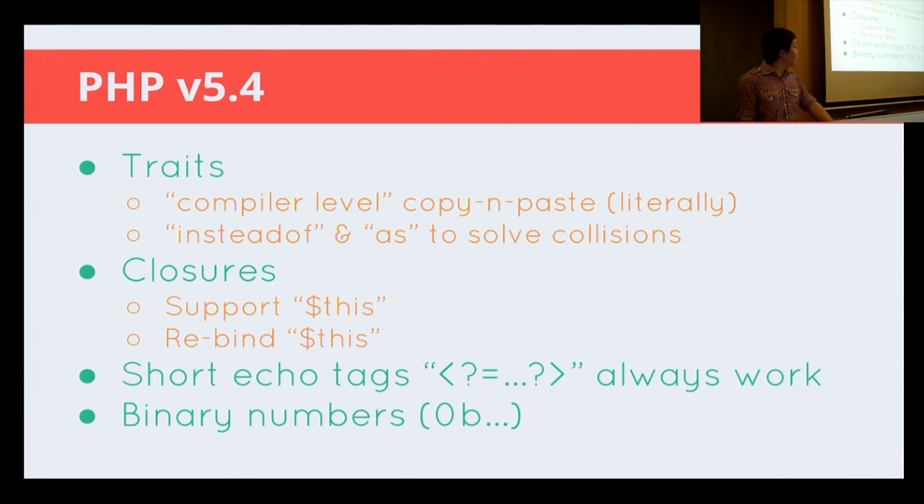In PHP 5.4, we have support for binary numbers, just like octal numbers and hexadecimal numbers. A binary number starts with 0b, and after that, of course, it's only 1 or 0.